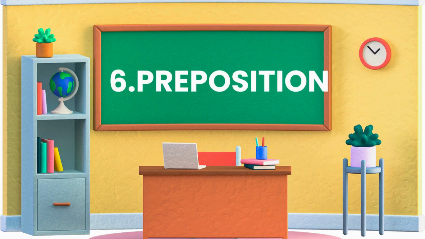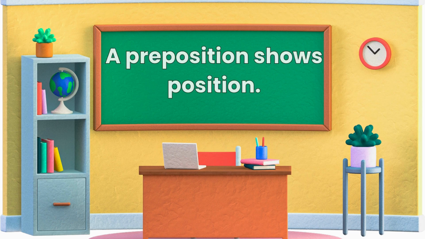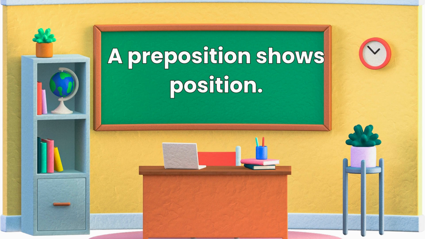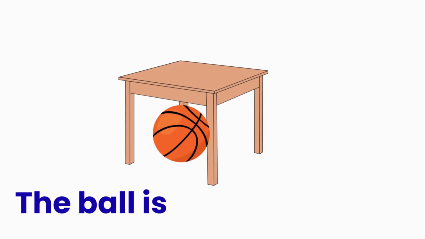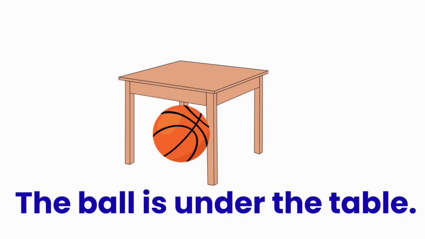Sixth one, preposition. A preposition shows position. Example: in, on, under. Example of sentence: the ball is under the table.